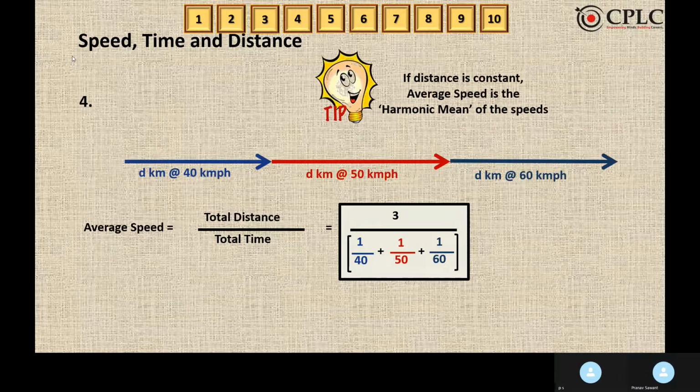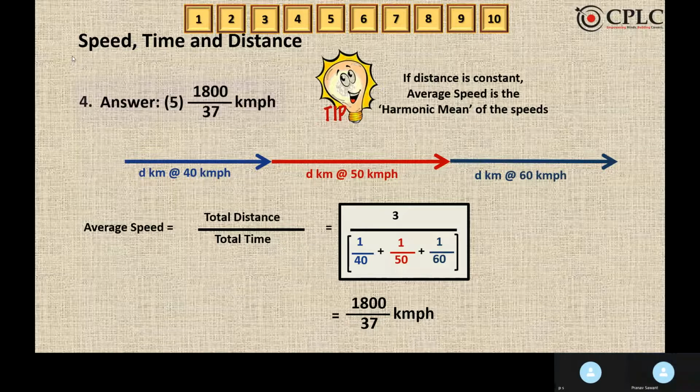Now, the concept behind this is, if the distance is constant, then average speed is the harmonic mean of the speeds. If you observe, this is a formula of harmonic mean, which is used over here. So after solving this, we'll get the answer as 1800 upon 37 kilometers per hour. So 1800 upon 37 kilometers per hour is the answer. That is option 5.